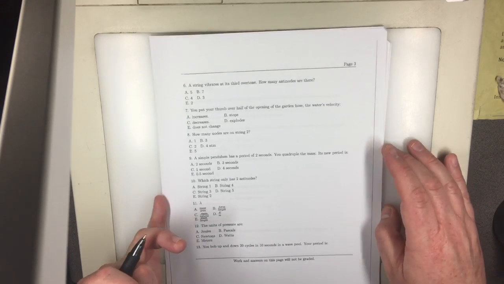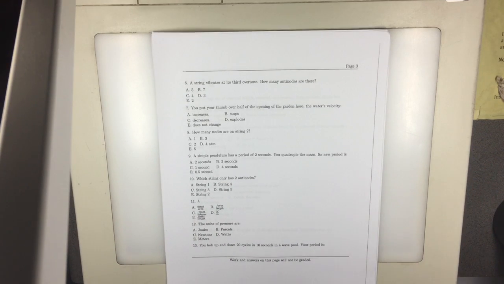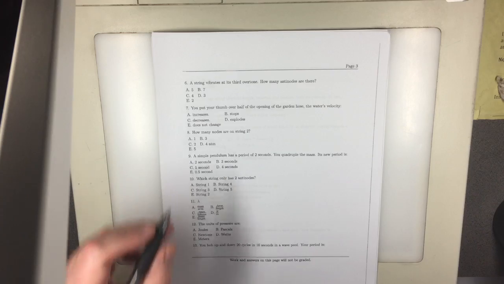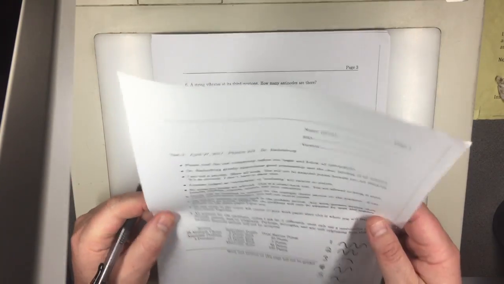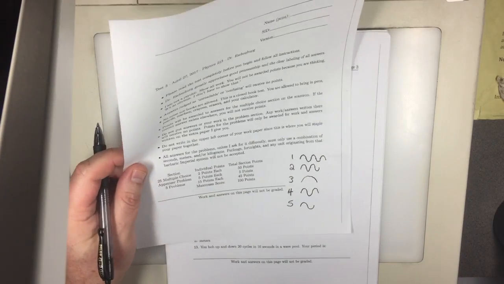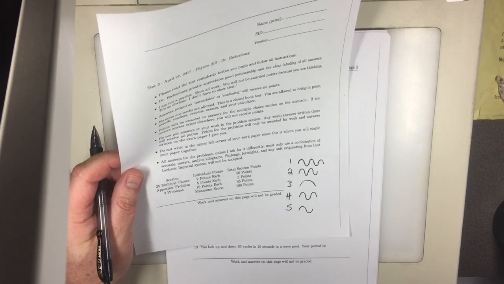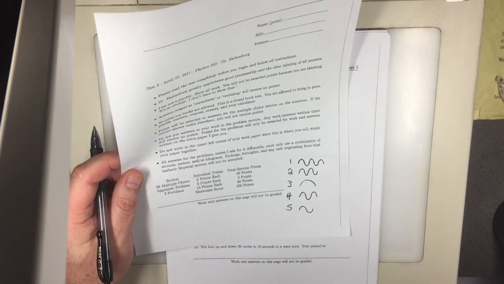A string vibrates at its third overtone. How many antinodes are there? There are 4. So the third overtone is which string? Third overtone? Yeah. So that would be 1, 2. String 2 is the third overtone.